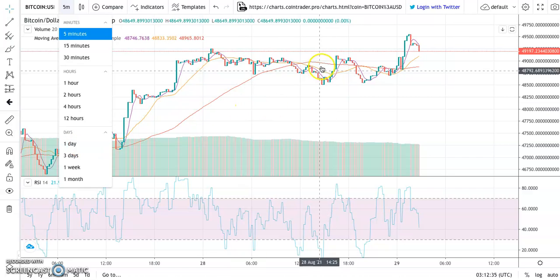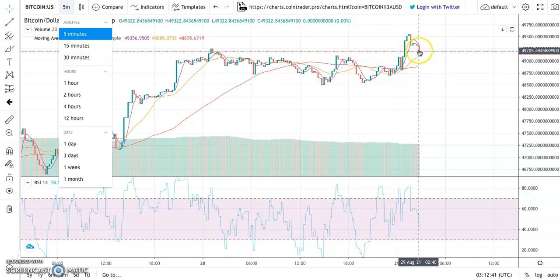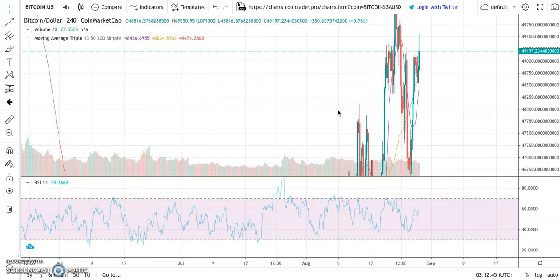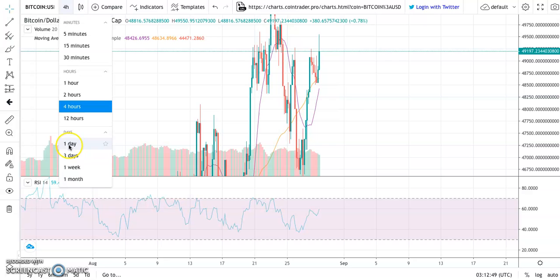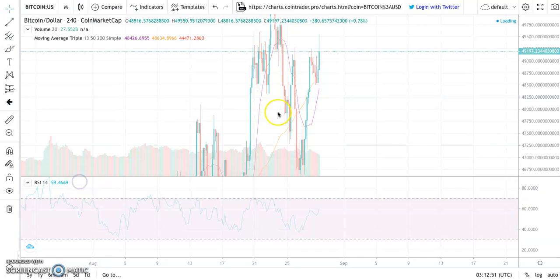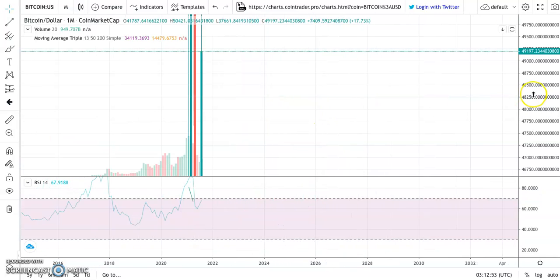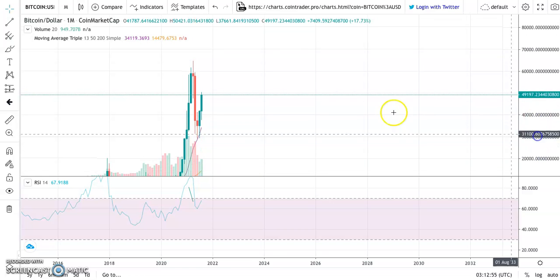So actually I don't want to recommend that, but you can test it for yourself. Here you can go on the candles, and every candle represents 5 minutes. And if I go here on 4 hours, every candle represents 4 hours, and every candle here represents a month. It really depends how you look at it and how far you want to zoom in or out.